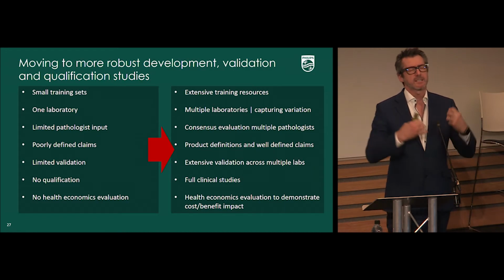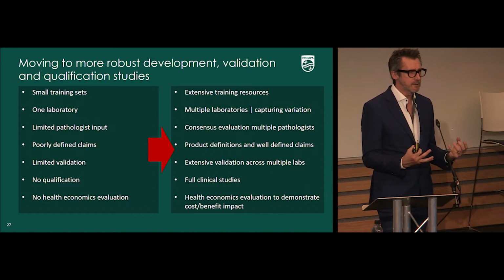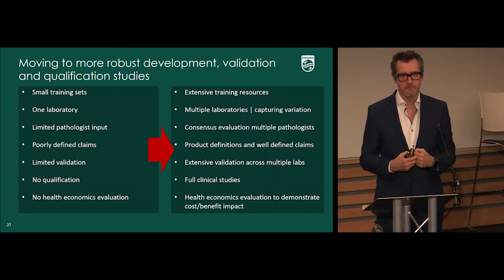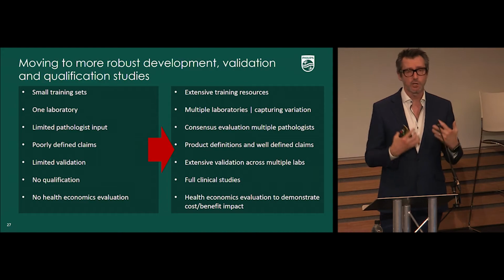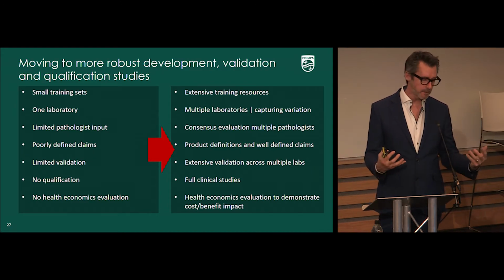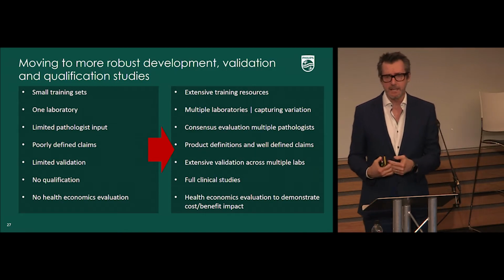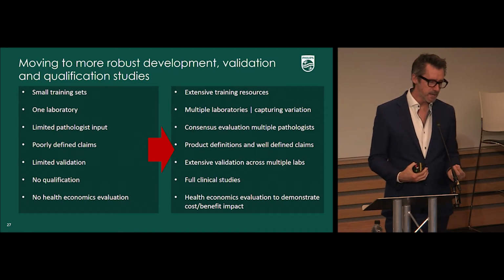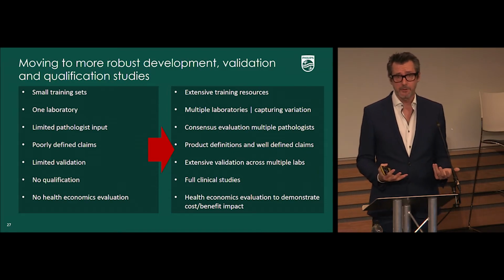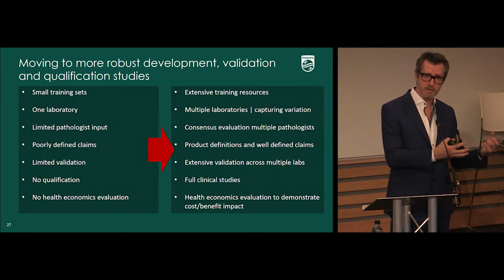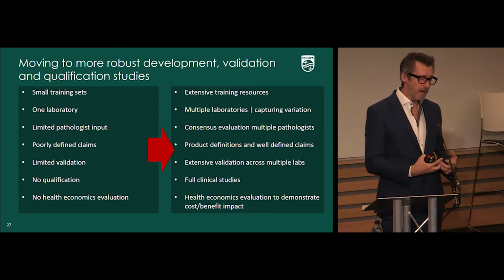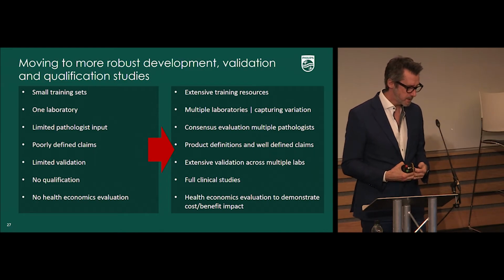Obviously, research is extremely important in this space. And many of the publications and presentations at this meeting are hugely inspiring and show what can be done if we're creative and innovative as scientists and pathologists. But they tend to be based on small training sets, very often from one laboratory. Limited pathology input. I've seen so many publications coming from computer science labs that have very little pathology input, and that is clearly a major issue.